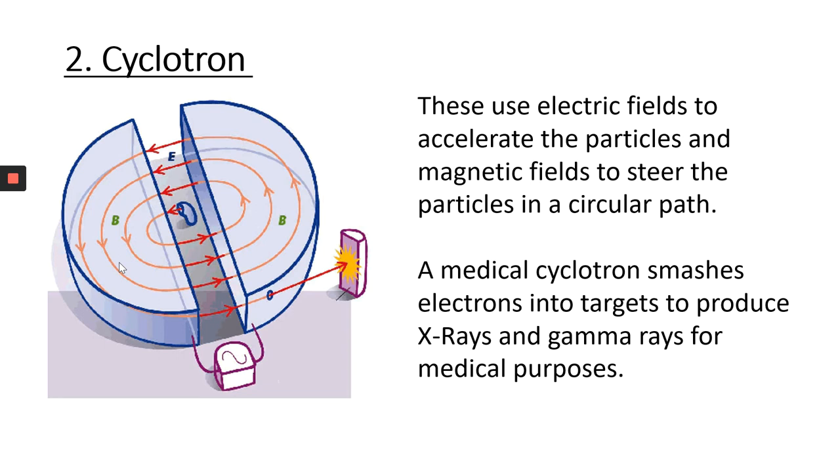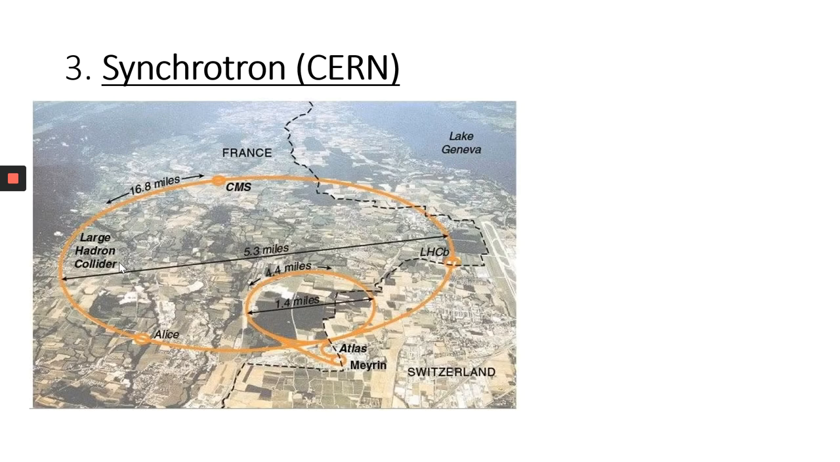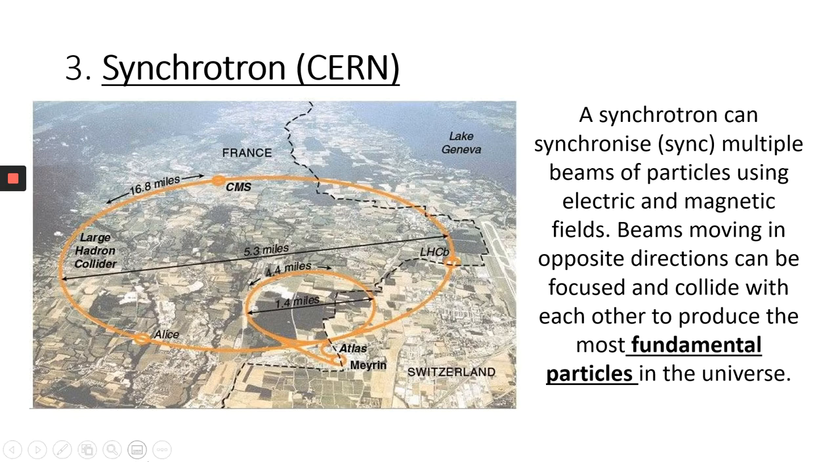To do that, we have to move on to the third type, which is the synchrotron. Now, this is obviously a much bigger beast. So we might use things like linear accelerators and cyclotrons to get an initial supply of charged particles moving. But after that, we have a large circular path. And the electric and magnetic fields that control the path of the charged particles in this path mean that we can actually have two beams. We can have beams traveling in different directions. So we can maybe have one traveling clockwise, one traveling anti-clockwise, and then we can arrange for those beams to collide.